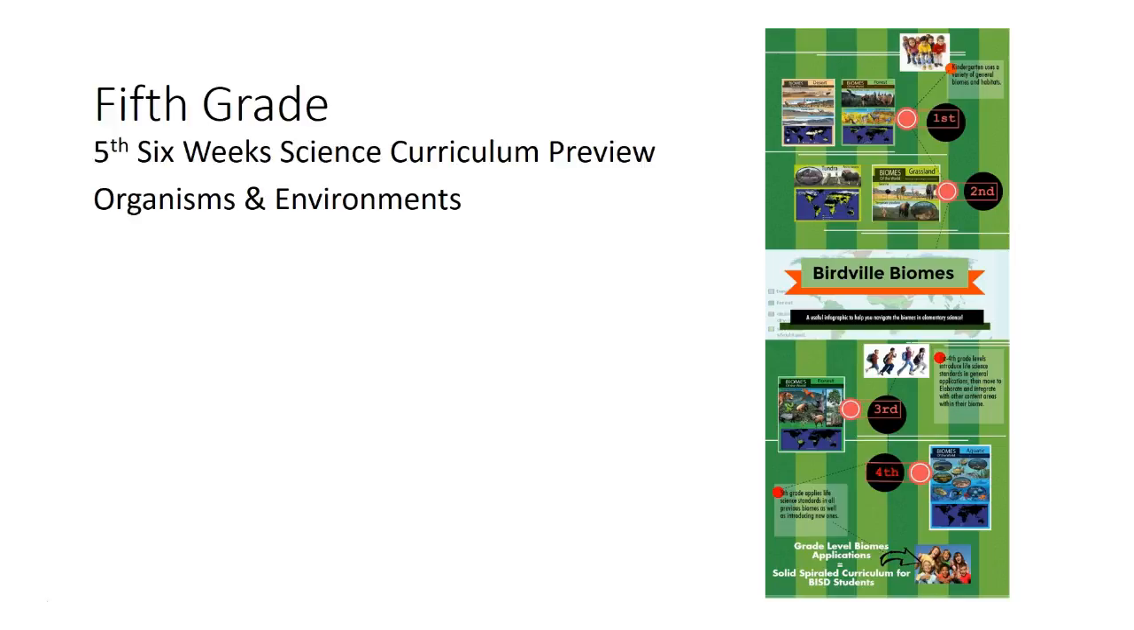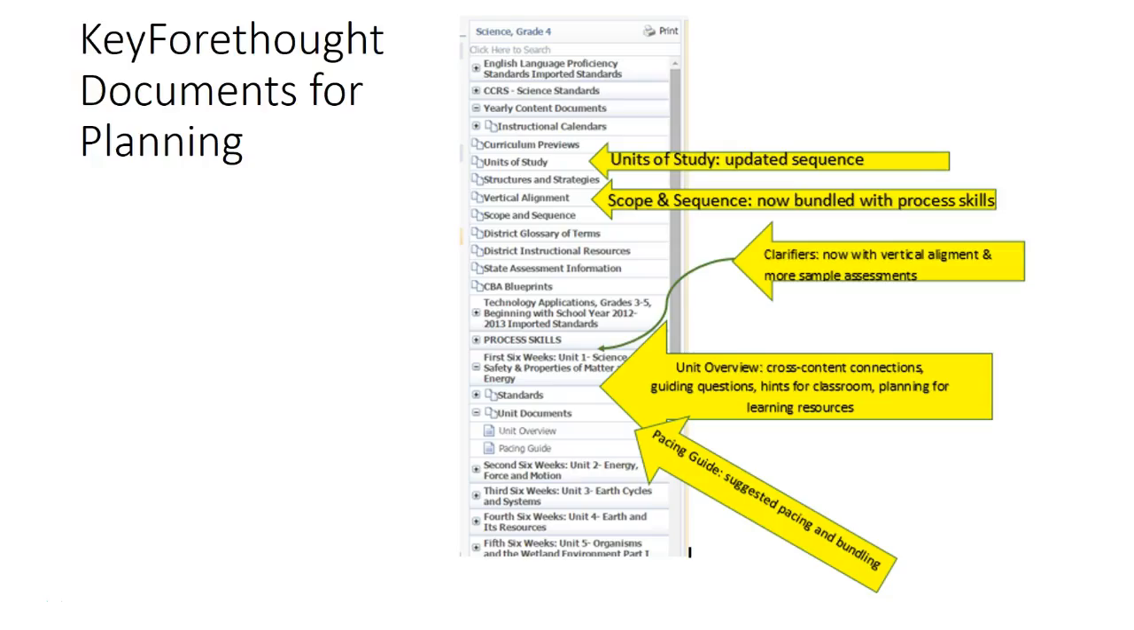So I want to take a minute to just talk about that and frame that and talk about what that means for 5th grade. Before we get started, just a couple of reminders. These are some of your key planning documents for planning a unit. As always, we're going to refer to the unit overview as well as the pacing guide. And so this is just a visual to show you where you can find those in forethought.